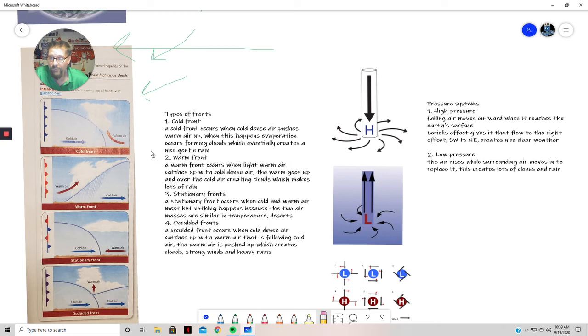All right, types of fronts. And this is just amazing. I love this diagram. I love this topic because it just tells us so much about our daily weather. And when we talk about this in class, once we introduce this topic, we will talk about it almost every day for the rest of the school year because it's just super important.